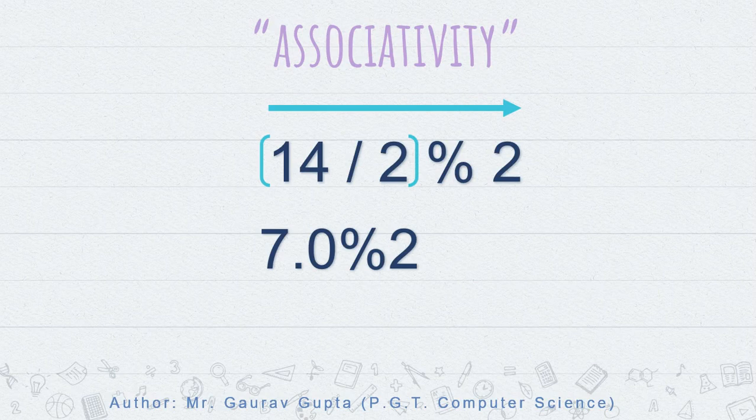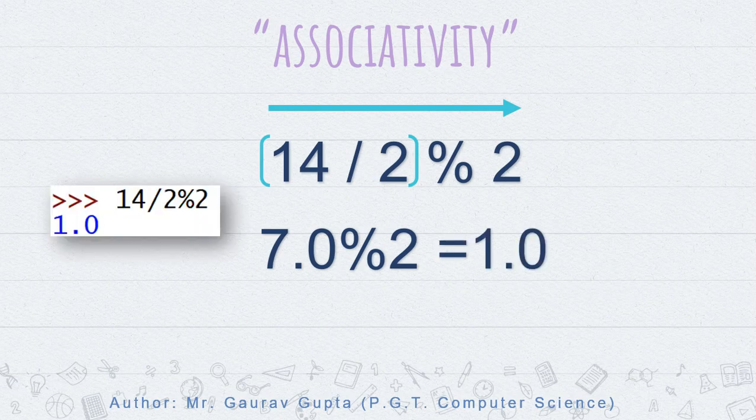After that, it will become 7.0 % 2, which will give remainder 1.0. See, we get same result when we use interactive mode to find the value of the expression in the screenshot.